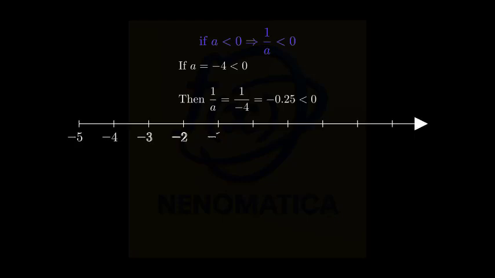Here's our number line again. When a is negative, it's located somewhere to the left of 0. Let's say a is negative 4, which is here on our number line. The reciprocal of a, 1 over a, which is negative 0.25, is also negative and is located between negative 1 and 0. Notice that as a decreases and moves further to the left, its reciprocal gets closer to 0, but always remains negative.